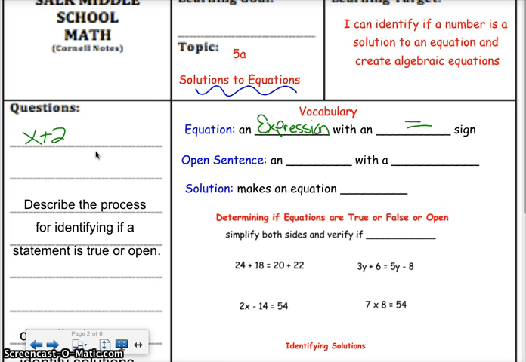An open sentence is an equation with a variable. So pretty much all of algebra is open sentences. It's really weird vocabulary though, open sentence. But all of algebra is dealing with open sentences because we're given an equation and we're supposed to figure it out. And a solution, you need to know this one, a solution makes an equation true.